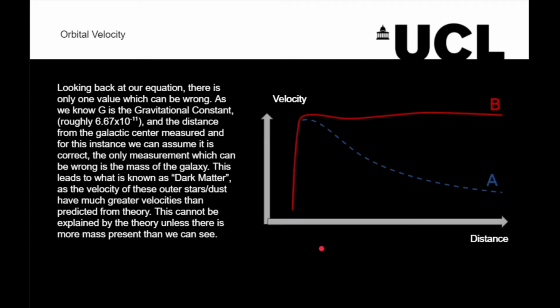We can also assume that the measured distance from the center is correct, which leaves only mass to be the anomaly. We can see from the graph that the galaxy's outer region's stars have much greater velocities. This cannot be explained by our theory, unless there is more mass present than what we can see. This is dark matter.